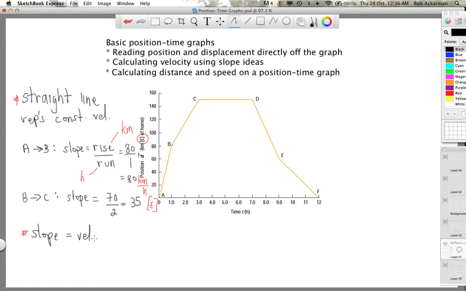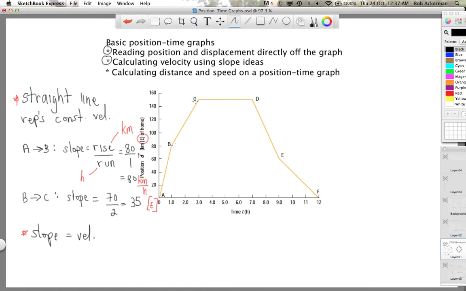So that's a major observation that's not apparent right off the bat. You have to sort of dive into the graph and make some calculations before you notice that. So not only can we read positions directly off it, we can calculate the velocity using slope ideas.